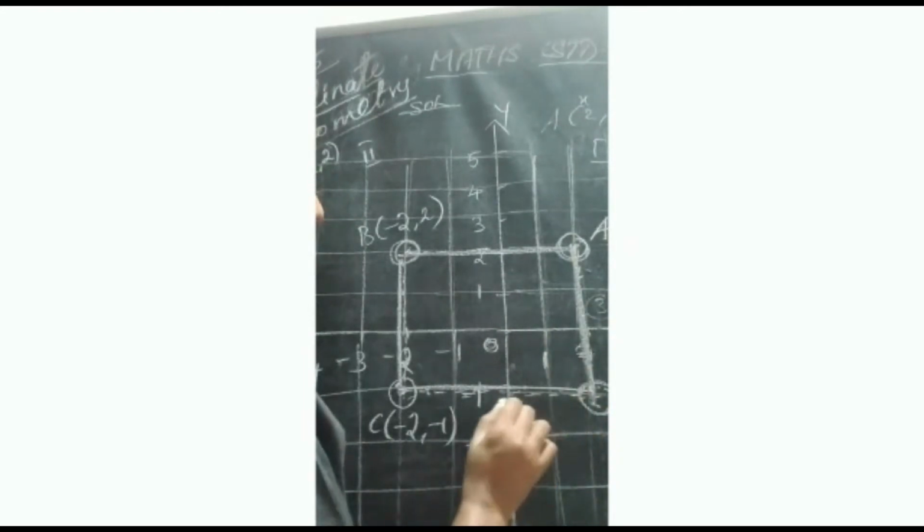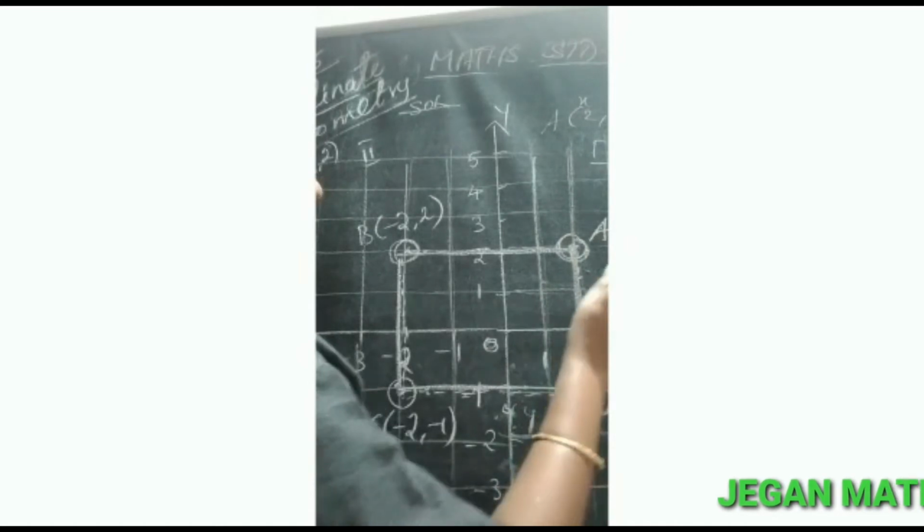L is 4 centimeter. B is 3 centimeter. So this is a shape. What shape is this? Rectangle shape. So the diagram is a rectangle.